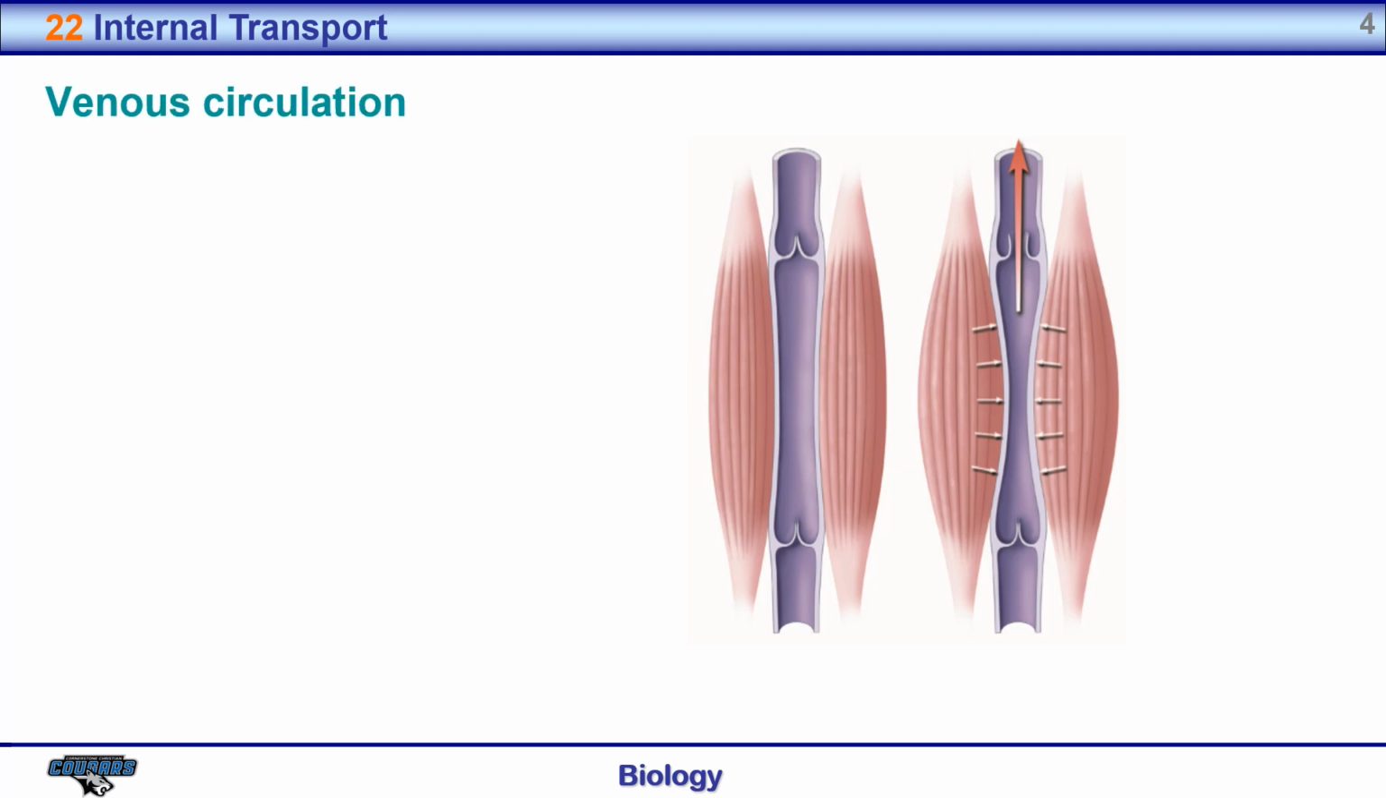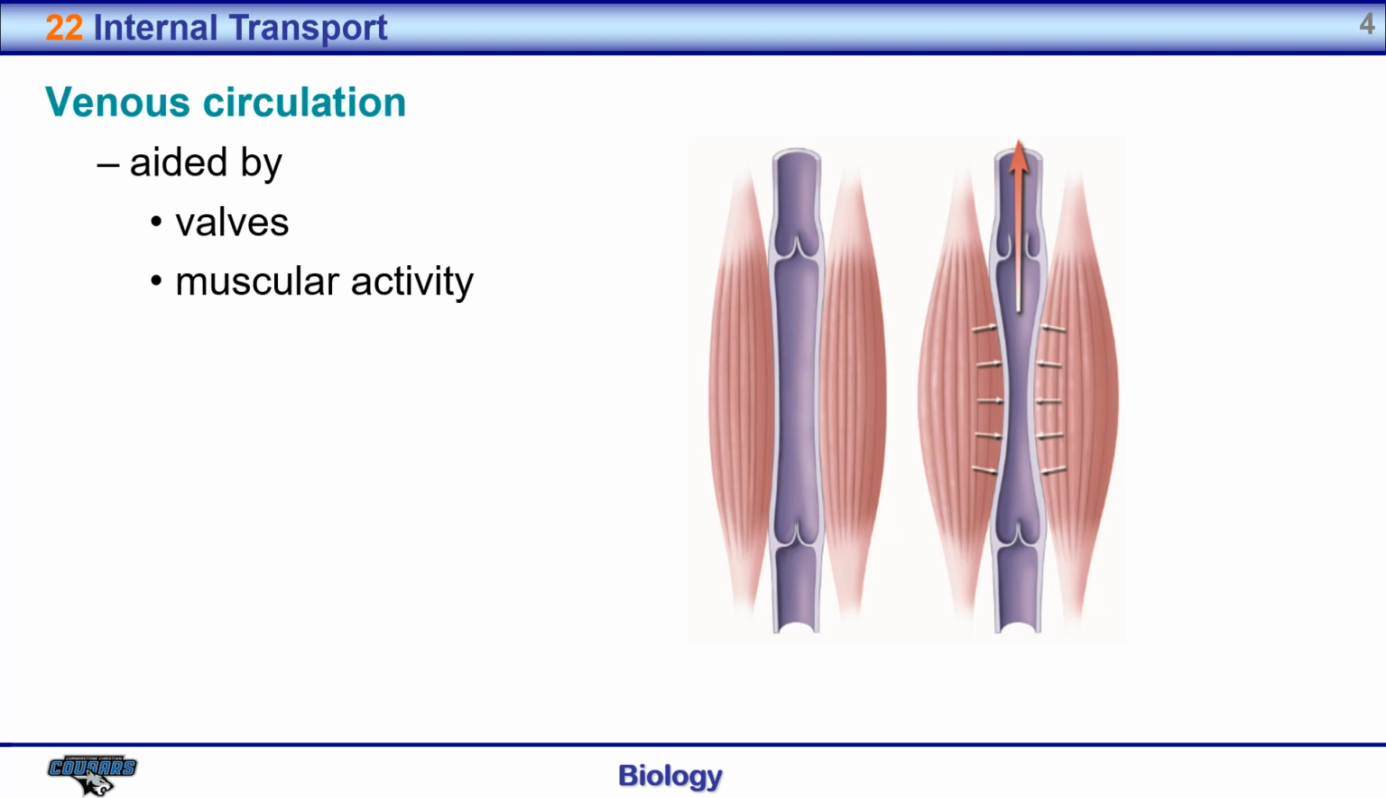So this we would call venous circulation. This is the circulation coming back from the capillaries ultimately back to the heart. And this venous circulation is aided by these valves that the veins have, but it's also aided by muscular activity.